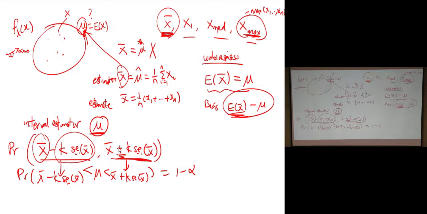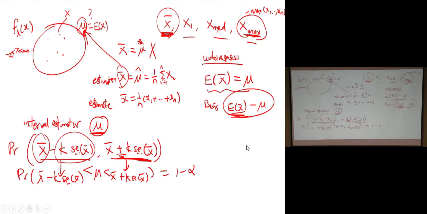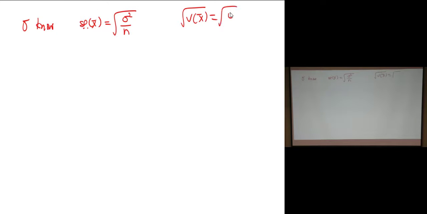If sigma is known, then the standard error of x bar is given by the square root of sigma squared over n. That means the square root of the variance of x bar, which is the square root of sigma squared over n, or you can write it as sigma over root n. So then how about the k?